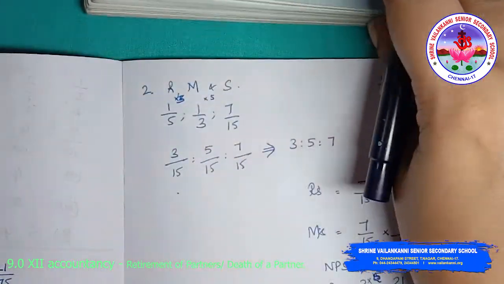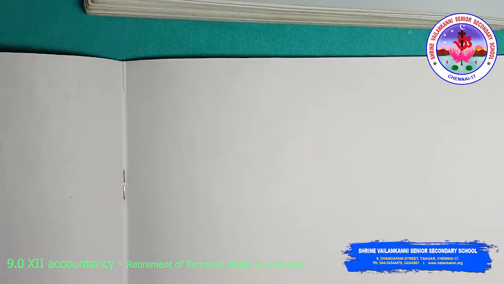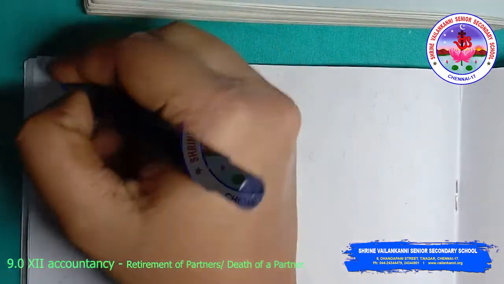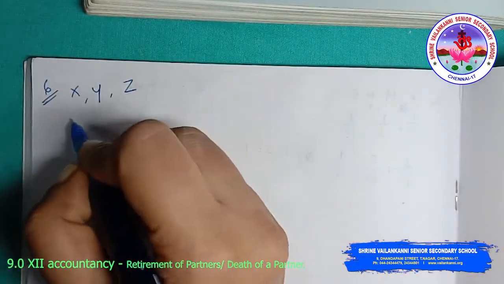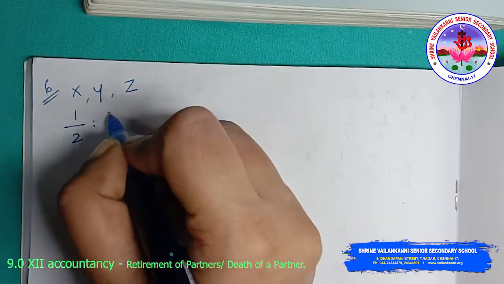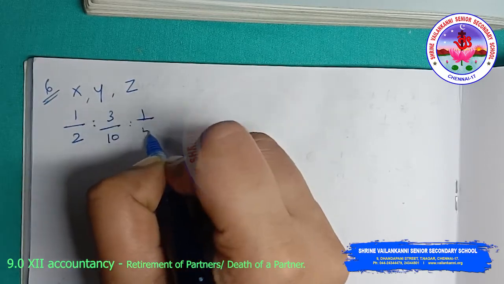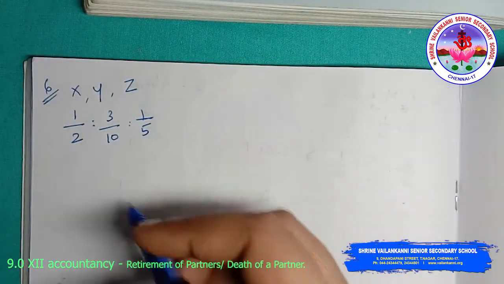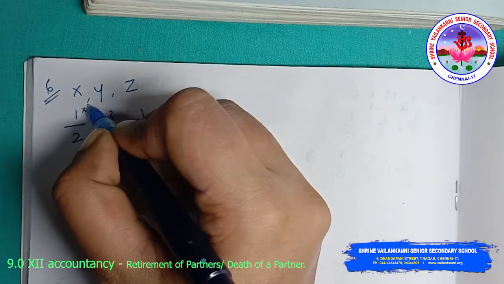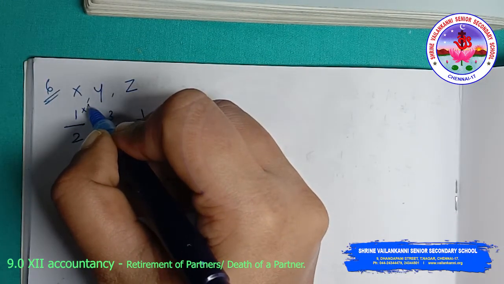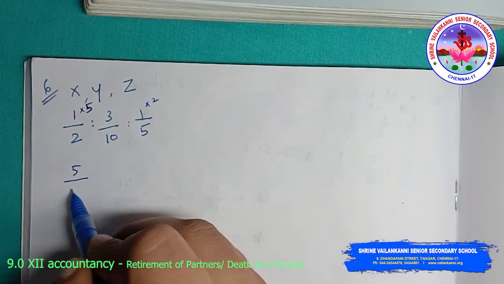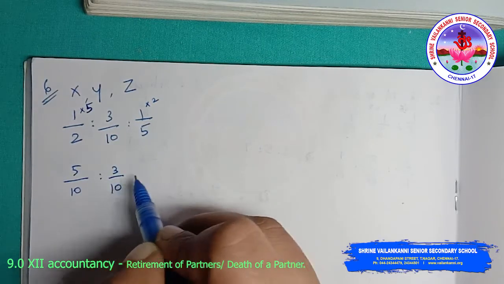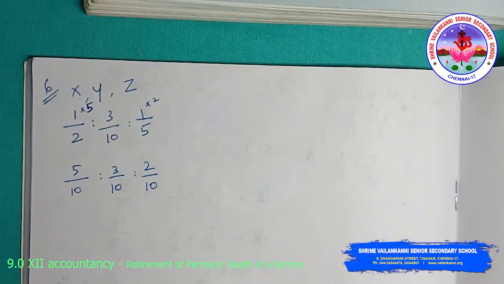So I just start preparing the answer. Question number 6. X, Y and Z are partners. Their ratio is 1 by 2 is to 3 by 10 is to 1 by 5. The denominators are not equal, so I'm going to multiply this with 5 and this with 2, so that I get 5 by 10 is to 3 by 10 is to 2 by 10. So I've got this.